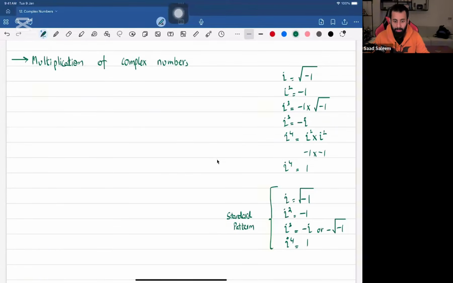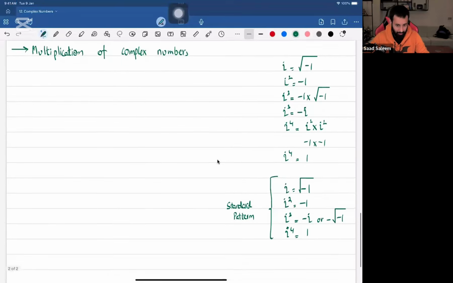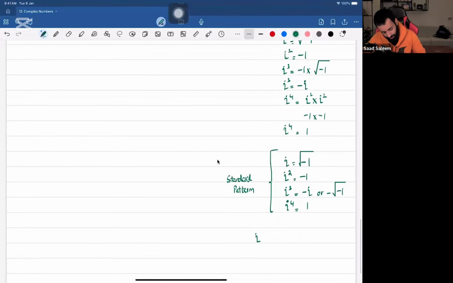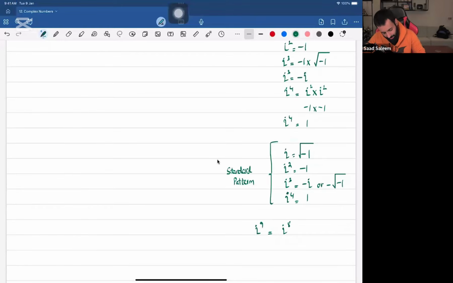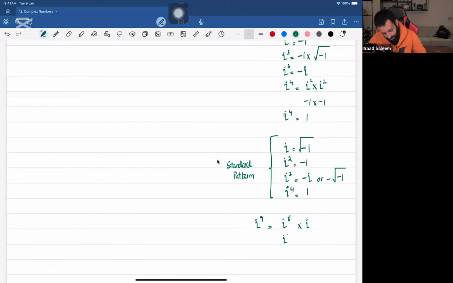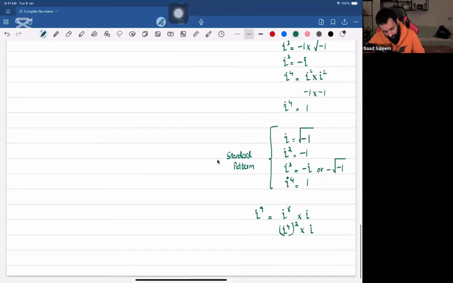With the help of this, we can figure out pretty much anything. Let's say you want to find I raised to the power of 9. How can you do this? You can write it as I power 8 into iota. Now what's I power 8 going to be? I power 8 is I power 4 squared into iota. I power 4 we saw is 1, so 1 squared into iota, which is iota, or the square root of minus 1. So the final answer is simply iota.